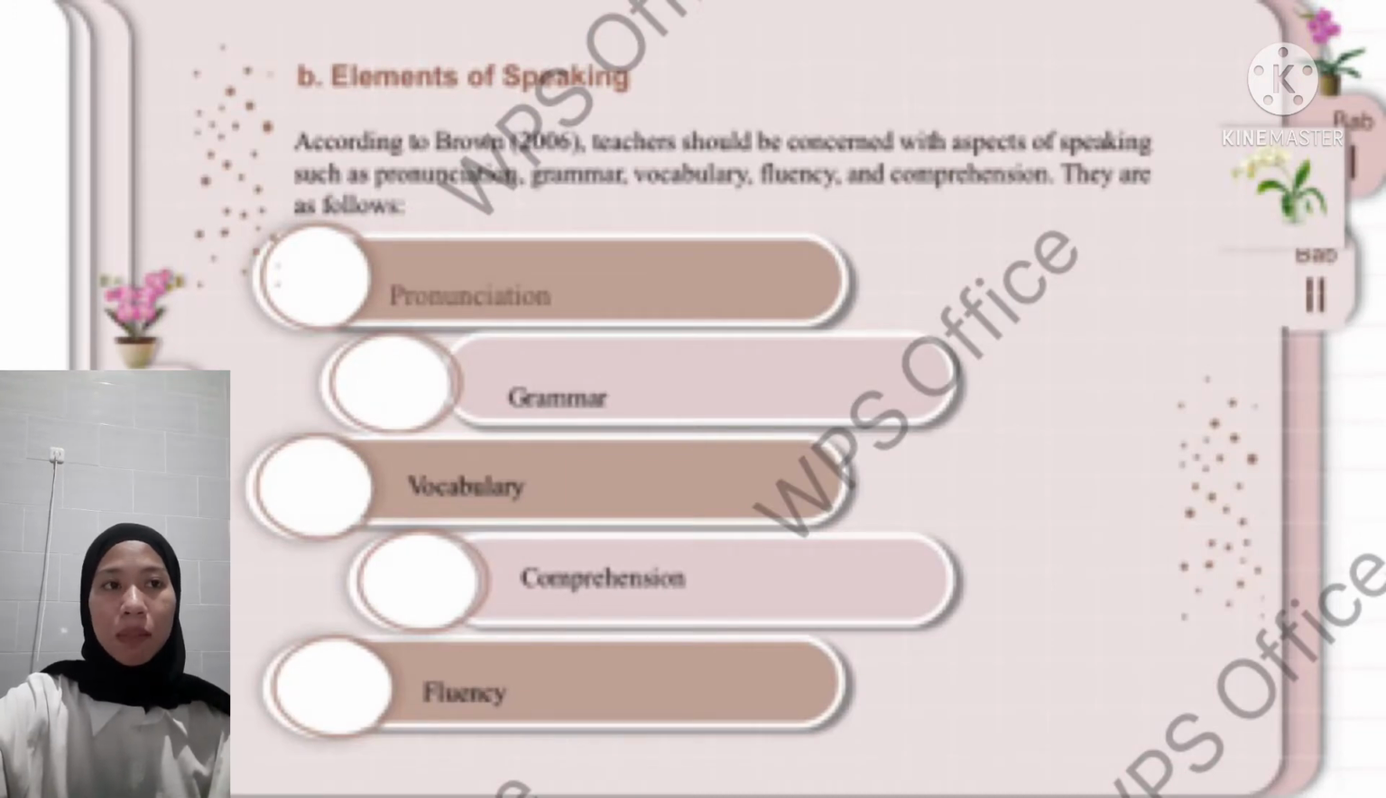B. Elements of speaking. According to Brown, teachers should be concerned with aspects of speaking such as pronunciation, grammar, vocabulary, fluency, and comprehension. They are as follows: pronunciation, grammar, vocabulary, comprehension, and fluency.